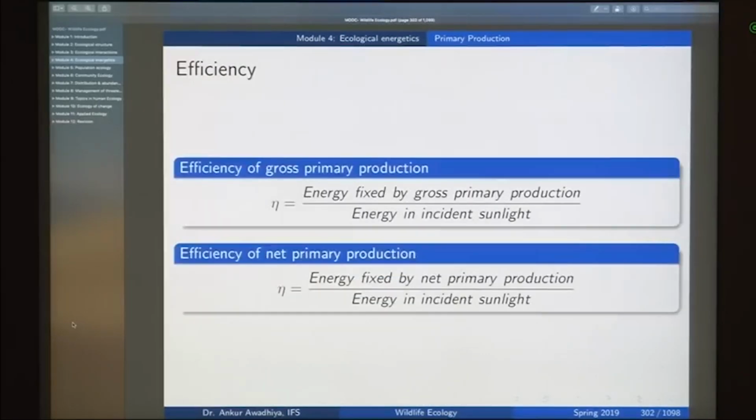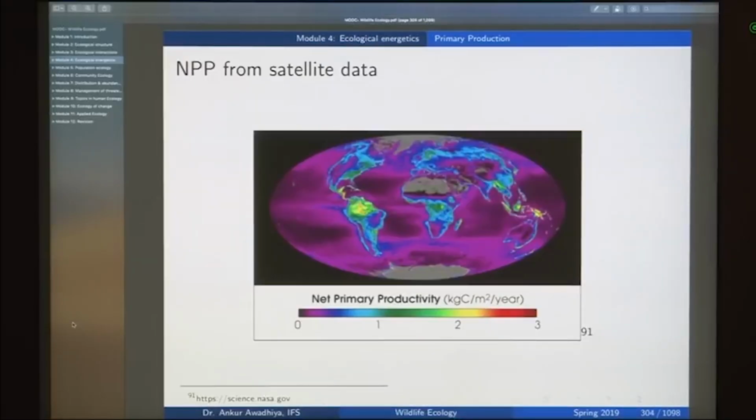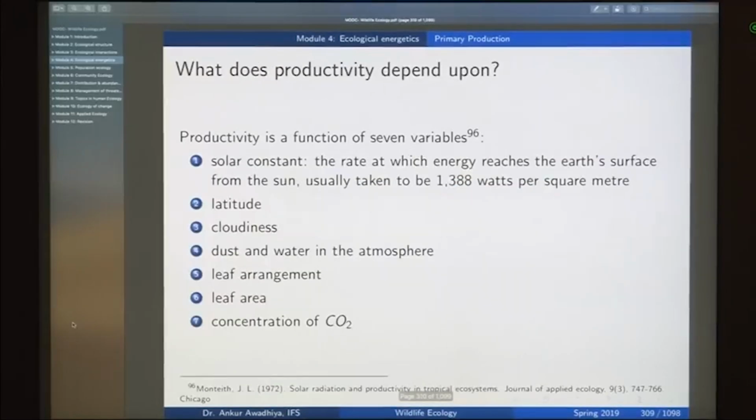Then we defined efficiency. You have gross efficiency and you have the net efficiency. So, in the case of the net efficiency, you deduct the amount of energy that is fixed, which is now released because of respiration. Then productivity is defined as production per unit time, and we define net primary productivity as APAR into LUE. APAR is absorbed photosynthetically active radiation, LUE is light use efficiency, and by using these we can make use of satellite data or modeling data to look at these different values.